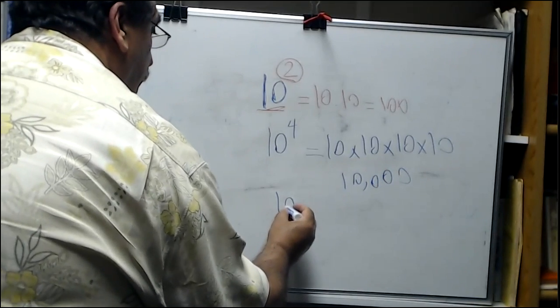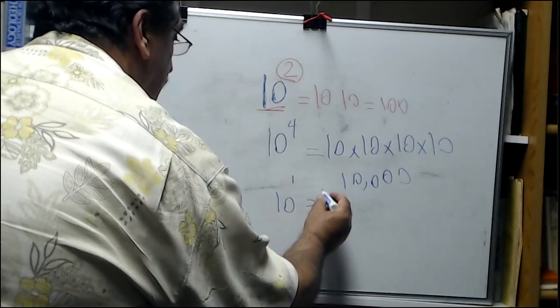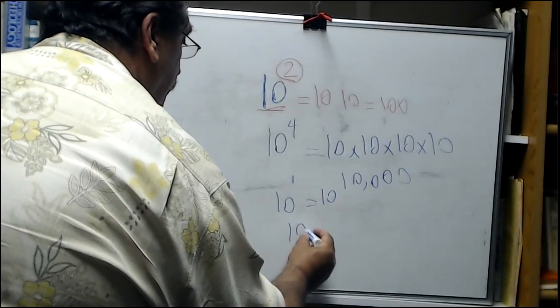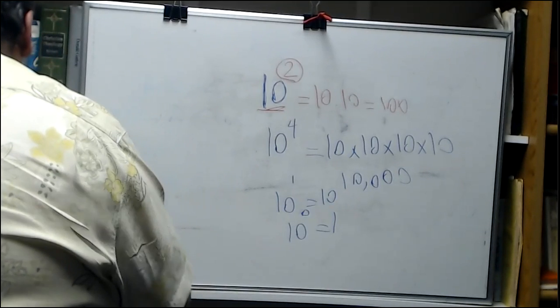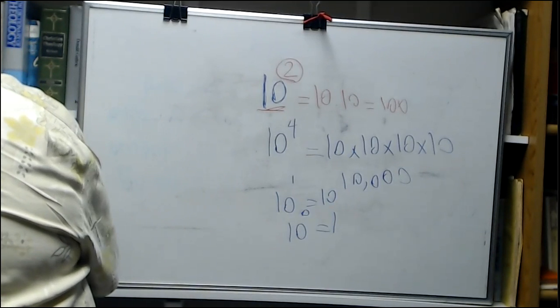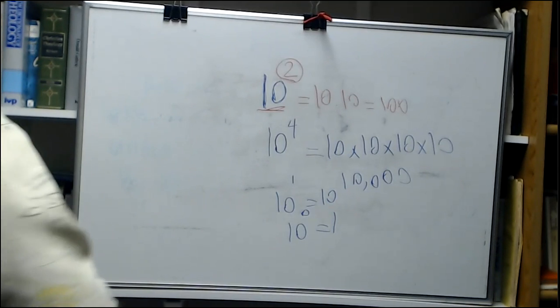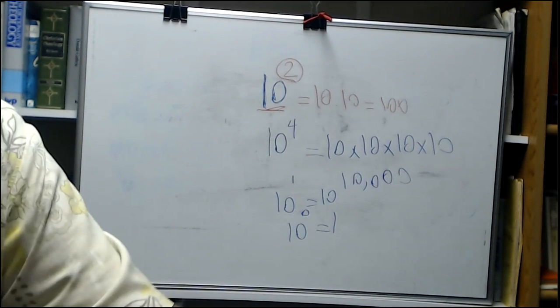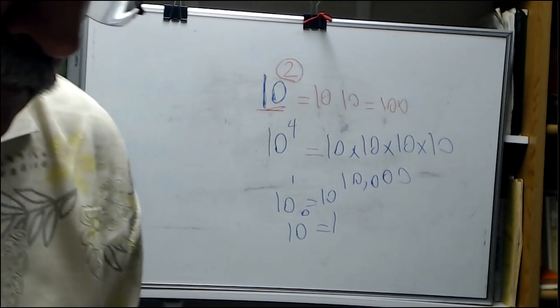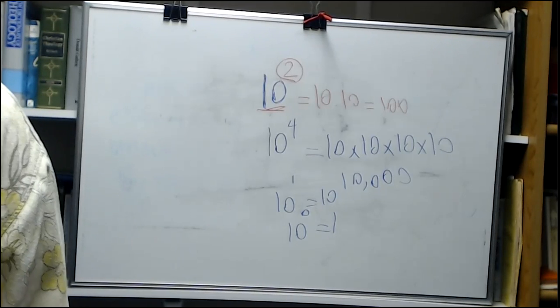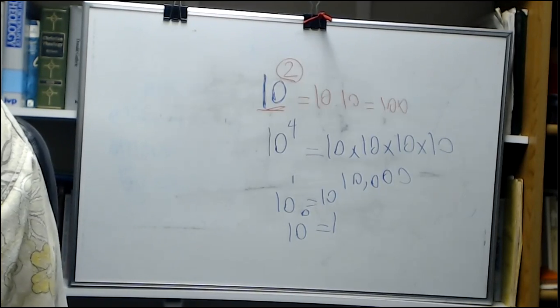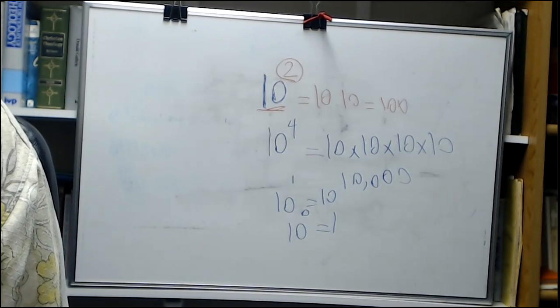10 to the power of 1 is 10. 10 to the power of 0 is equal to 1. Any number to the power of 0 is equal to 1. Okay. You can look at page 195 and see Example 2 and these examples. So let's continue.